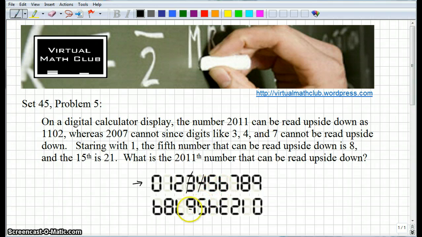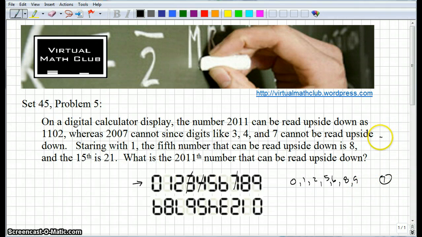5 looks like a 5. 6 looks like a 9, but it still looks like a number, so that's okay. We can read it when we turn it upside down as a number. And 7 kind of looks like an L. It doesn't look like a number, so we'll cross that out. 8 looks like an 8, and 9 looks like a 6, but that's still a number, so that's okay. So we essentially have 0, 1, 2, 5, 6, 8, and 9 that look like numbers. So we have 7 digits that look like numbers.